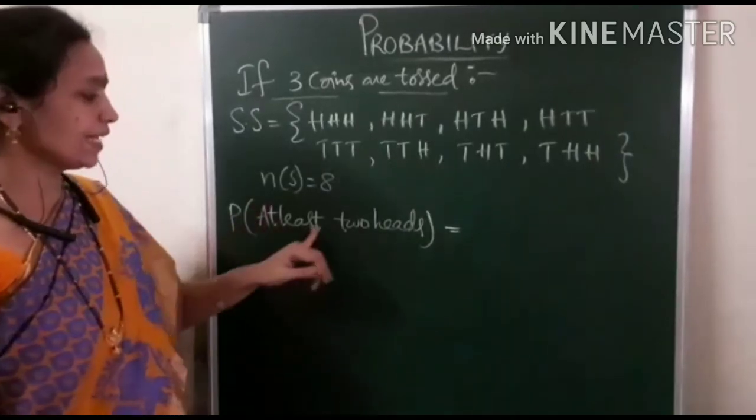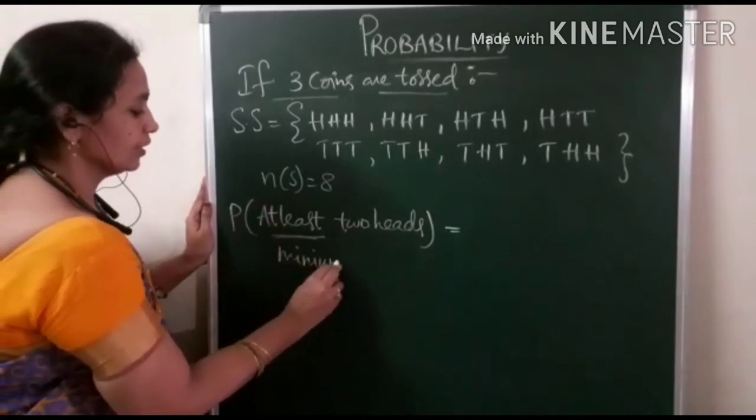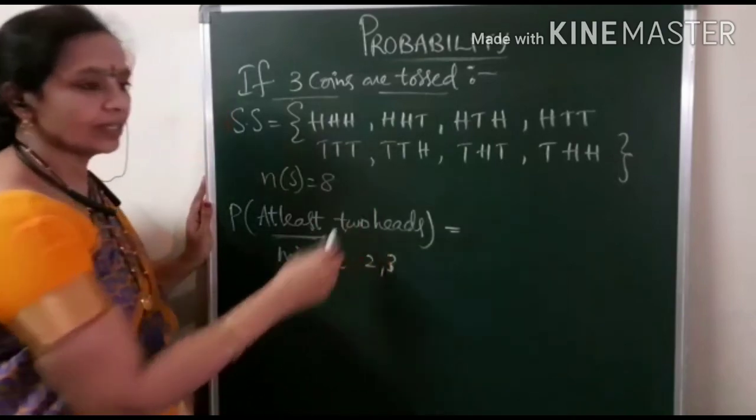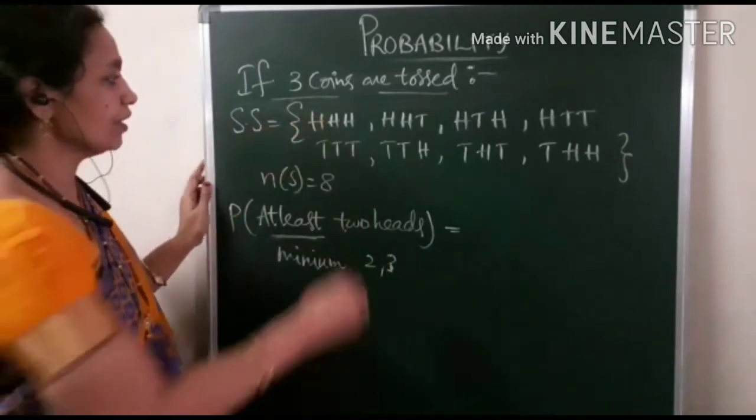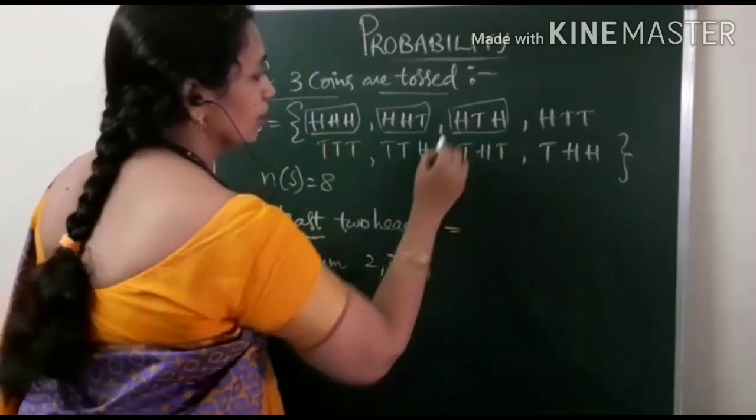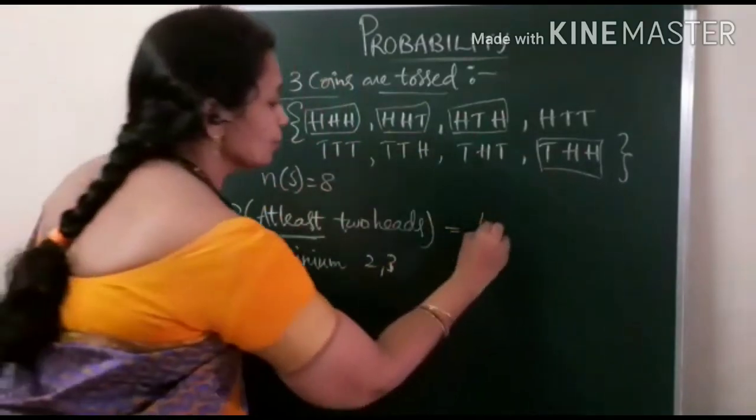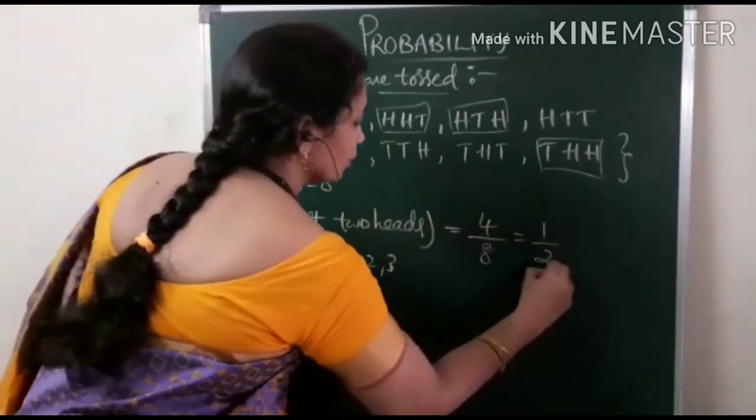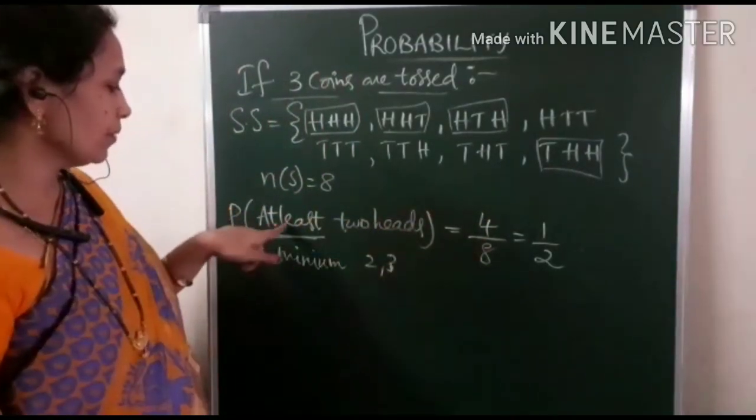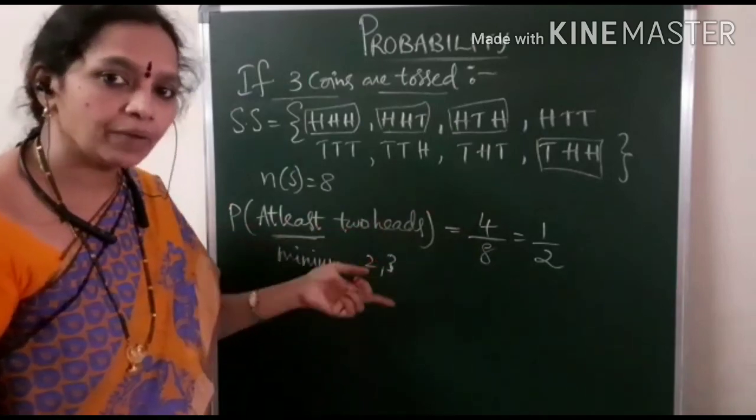Now the probability of at least 2 heads. At least means minimum. Minimum of 2 heads means either 2 or 3. More than 3 it doesn't have. So those are the 4 favorable outcomes. So 4 by 8 is nothing but 1 by 2. The probability of at least 2 heads is 1 by 2, because at least means minimum. Minimum of 2 heads means it may be 2 or it may be 3.